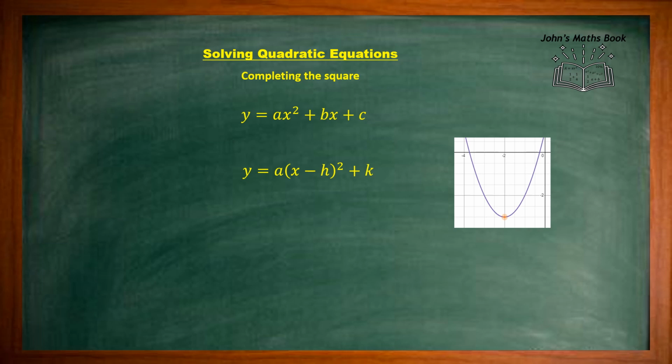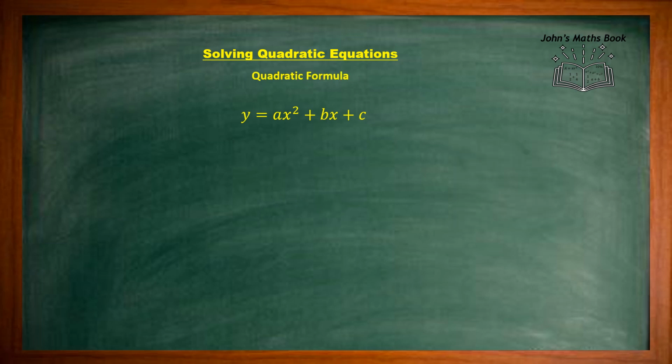When we complete the square, not only do we find the roots of the equation, so where the curve cuts the x-axis, so therefore y is equal to 0, but we can also find the point at which the curve turns. So in this case, the point at which the curve turns is our coordinates h and k. Now, in the third video of this series on quadratics, we'll be looking at how we complete the square.